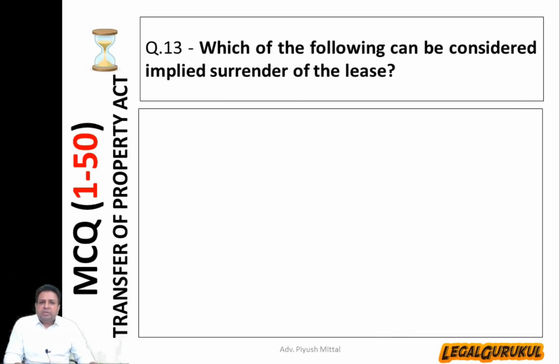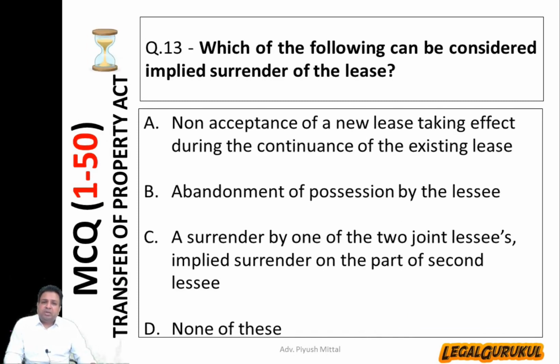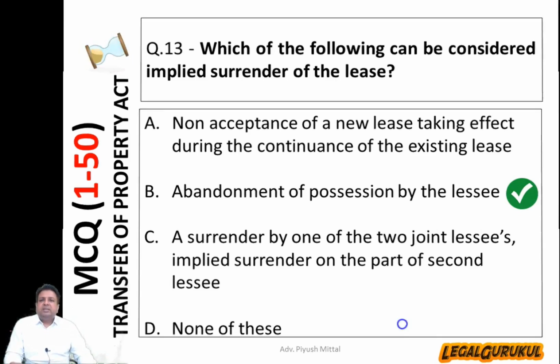Question number 13. Which of the following can be considered implied surrender of the lease? Option A. Non-acceptance of a lease taking effect during the continuance of the existing lease. B. Abandonment of possession by the lessee. C. A surrender by one of the two joint lessees, implied surrender on part of the second lessee. D. None of these. And the correct answer is B. Abandonment of possession by the lessee.